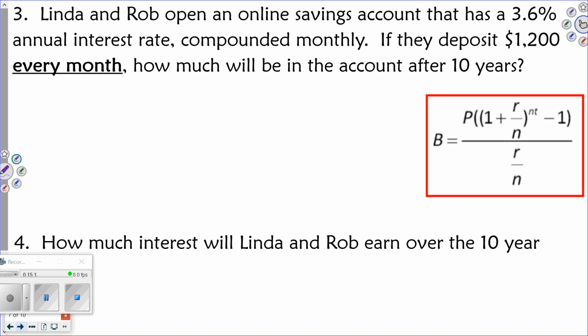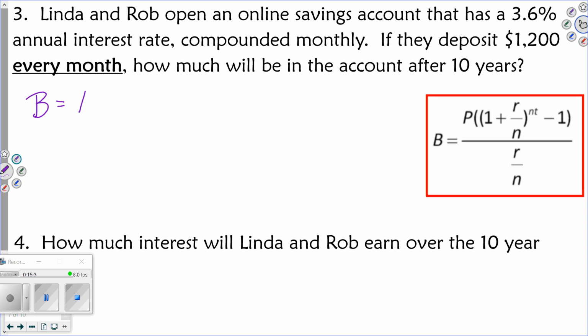Noah? Okay, hold on, Noah. Did you write it down like I asked you to? Write it down, Noah. All right, so we know we need the fancy formula. So how much money are they putting in every month?